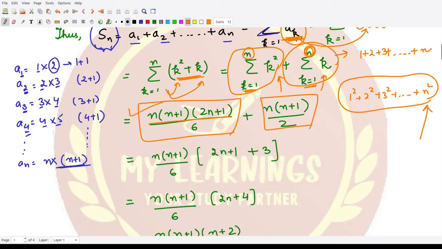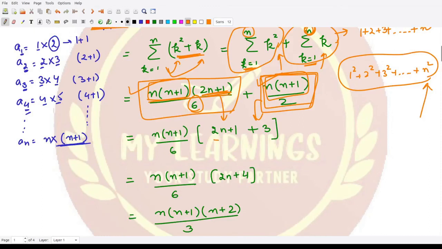Now you just have to simplify the expression to get the answer, which is the sum of the first n terms. You can take n plus 1 common from both the terms, and in fact 6 as common from both the terms, so that you are left with 2n plus 1 here, and you can take the LCM so that you are left with 3 here. Simplifying, it becomes 2n plus 4. You can take 2 outside, so it would be 2 into n plus 2. This 2 and this 6 cancel with each other, so you're left with n into n plus 1 into n plus 2 divided by 3. So this is your answer.